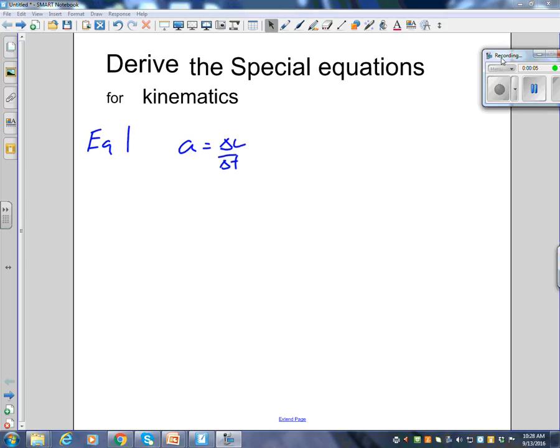Equation number one, we're going to take our old friend a equals delta v over delta t, and I'm going to replace delta v with the change in velocity. Well, that's the final velocity minus the initial velocity. And I'm also going to just put t down there. I'm going to just let the delta fade away.